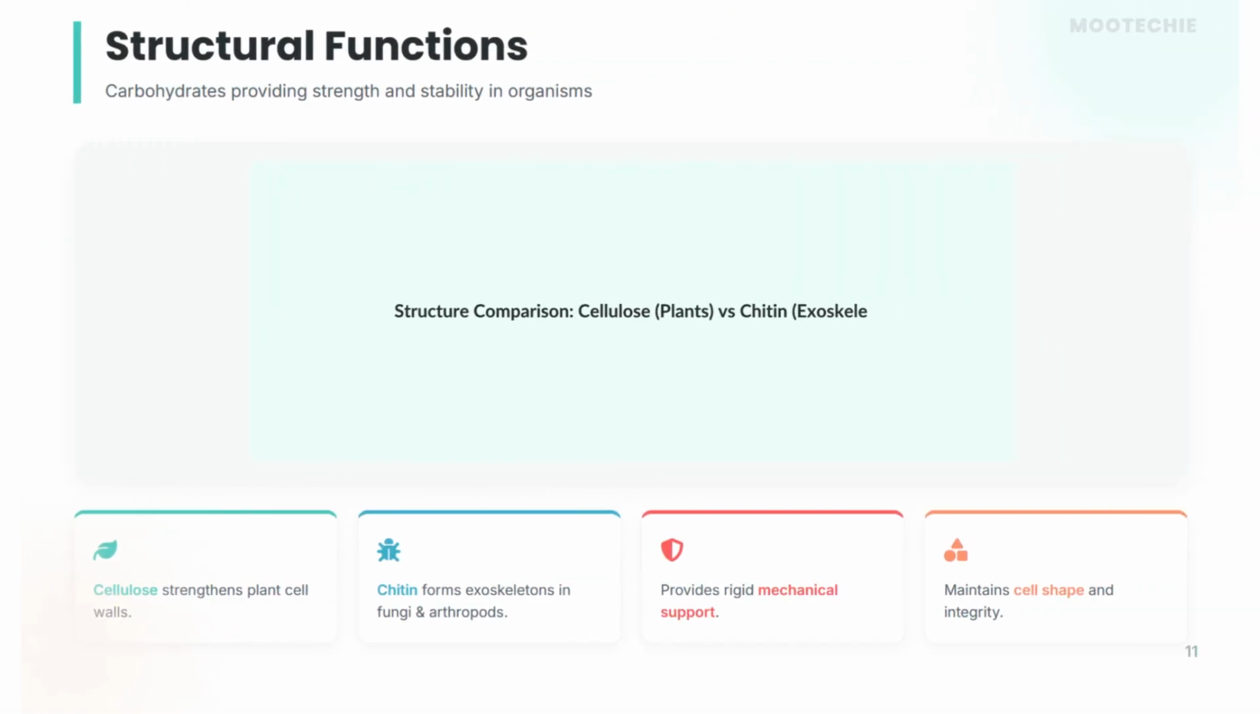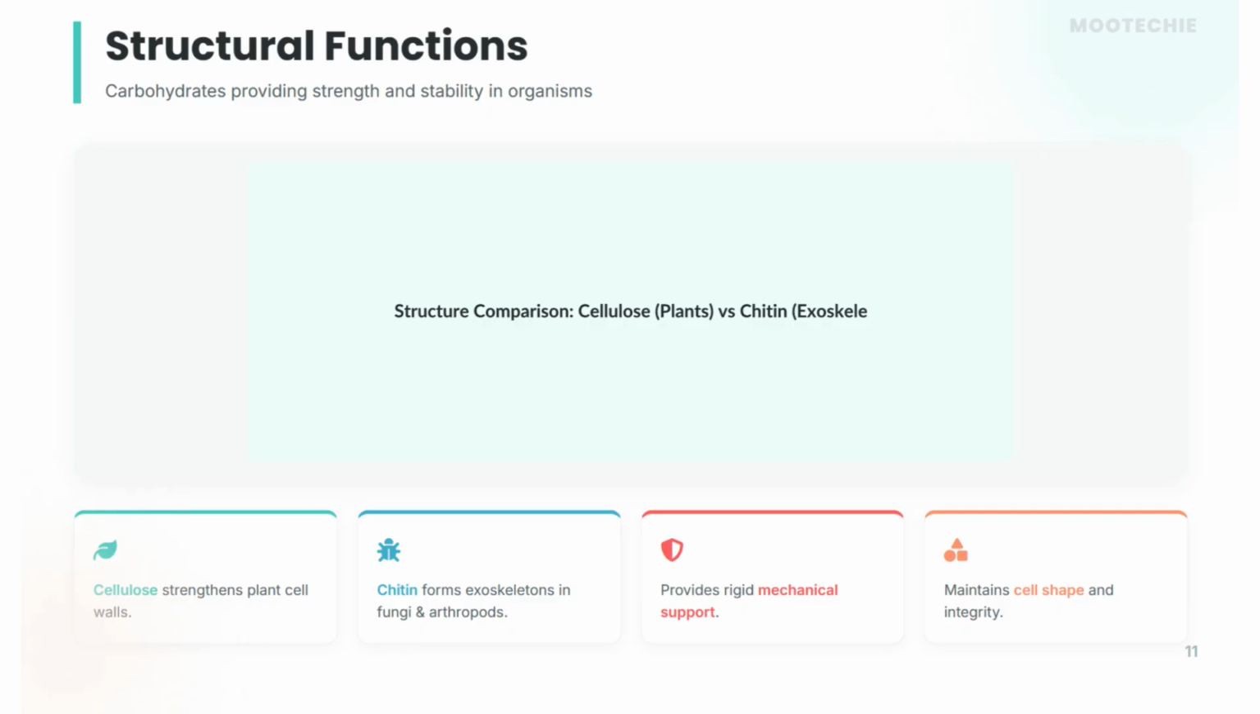Now let's shift our focus from energy to something equally important: structural functions. Next, we explore the structural functions of carbohydrates. These are the molecules that provide strength and stability in organisms. The slide has a heading that reads Structural Comparison, Cellulose in Plants versus Chitin in Exoskeletons.